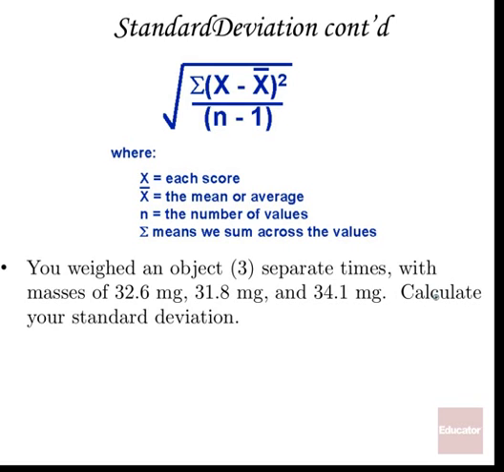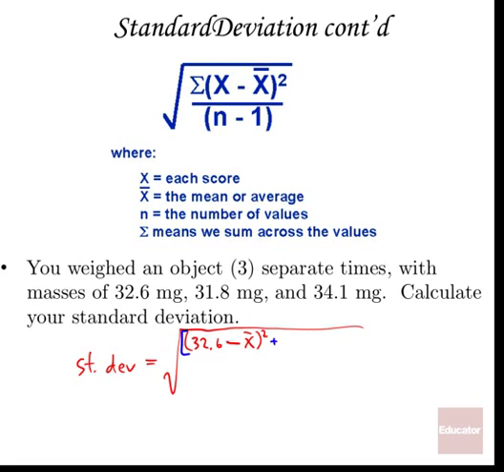You weighed an object 3 separate times with masses of 32.6, 31.8, and 34.1 milligrams. Calculate your standard deviation. All I'm going to do is set it up for us right now. And so the standard deviation is going to be equal to the square root of everything underneath it. So summation x minus x bar. x is each score, 32.6 minus the average, squared. And I'm going to put all this in brackets showing that we're going to add what's next.